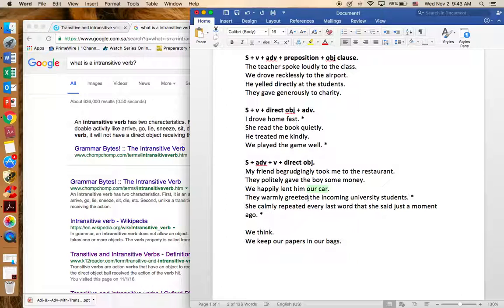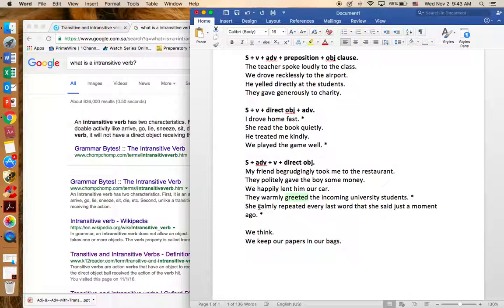Right? They warmly greeted the incoming university students. Notice I have a star here because this is a case where you really need to put the adverb before the transitive verb. Okay? Because the object clause is just getting too long. We've got a couple different words that are acting like adjectives before our object noun here. Right? So we can't switch it around and put the adverb after the direct object or after the object clause because it's just too long. Right? It starts to get confusing. So we won't say they greeted the incoming university students warmly, just for matters of ease, for simplicity's sake. We'll say they warmly greeted the incoming university students.